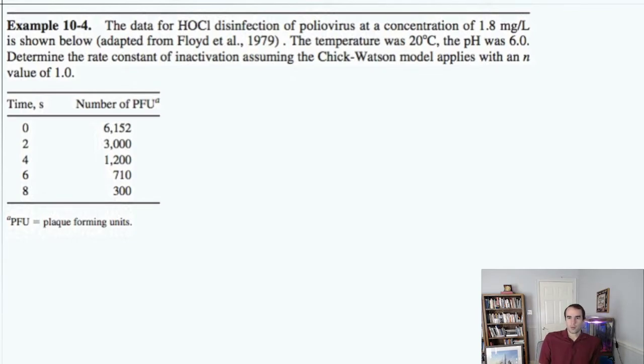This is some poliovirus data from HOCl disinfection using 1.8 milligrams per liter. Temperature is 20 degrees C, the pH was 6.0. And so the problem's asking us to determine the rate constant of inactivation, assuming the Chick-Watson model applies with an n value of 1.